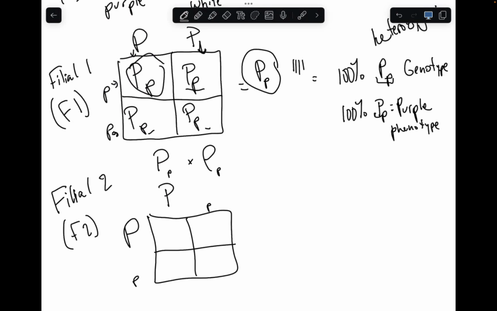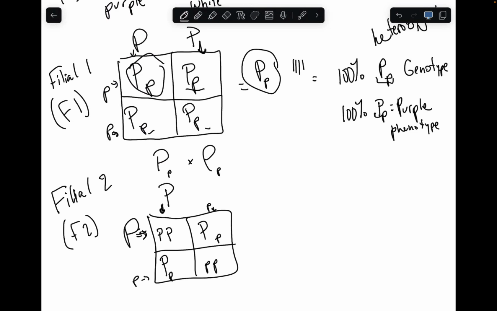Okay. So you bring down the big P, bring over the big P, bring down the little p, bring over the big P. Bring down the big P, bring over the little p, bring down the little p, bring down the little p.